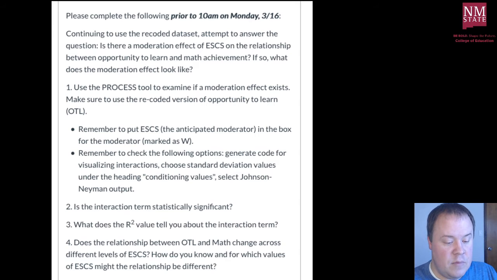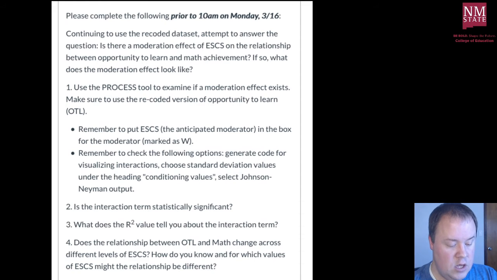Some things to examine from the output: is the interaction term statistically significant? This is the same output you would get if you did a multiple regression with an interaction term that you would have to compute a variable for. What does the R-squared value tell you about the interaction term? And does the relationship between opportunity to learn and math achievement change across different levels of ESCS, and how do you know, and for which values might the relationship be different?